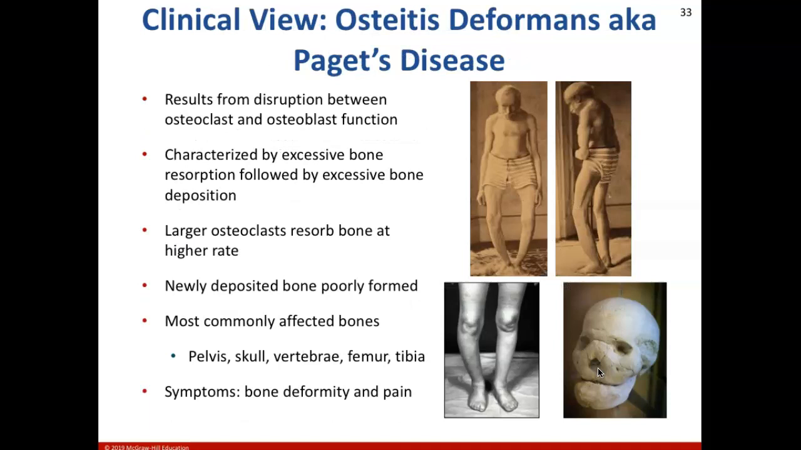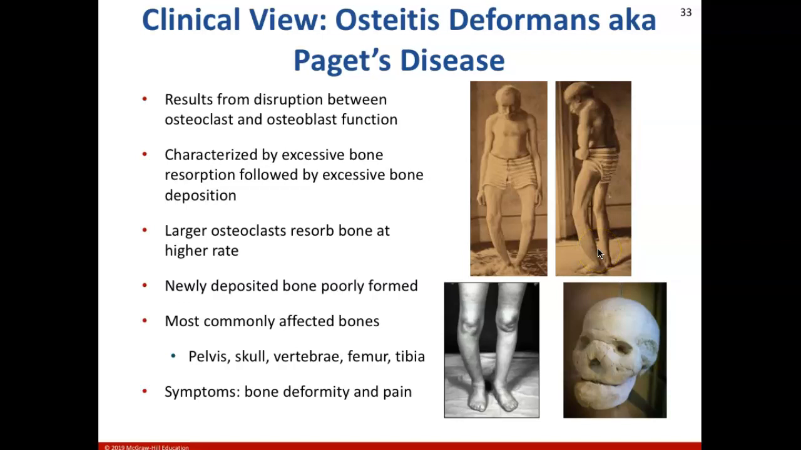Now a quick little clinical view here on Osteitis Deformans, aka Paget's disease. This results when we have a disruption between osteoclast and osteoblast function, and is characterized by excessive bone resorption followed by excessive bone deposition. So here we could see this skull that has had too much bone deposited, and if you compare this man's limb over here, you could see it's much thicker than his other limb.